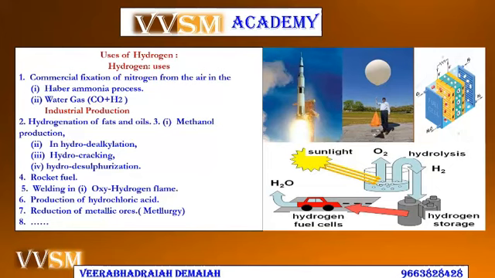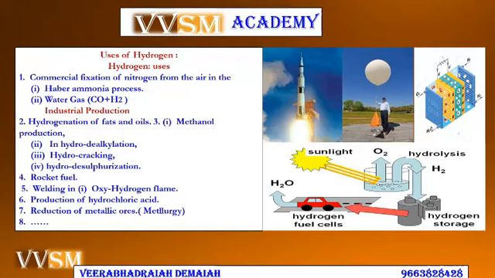Manufacture of ammonia is also one of the important uses of hydrogen. When hydrogen combines with nitrogen, it gives ammonia. This is a large industrial process. Let us discuss the manufacture of ammonia by Haber's process in the forthcoming classes. Hydrogenation of fats and oils is also another important use, and methanol production.